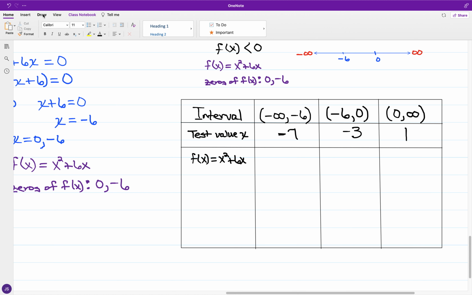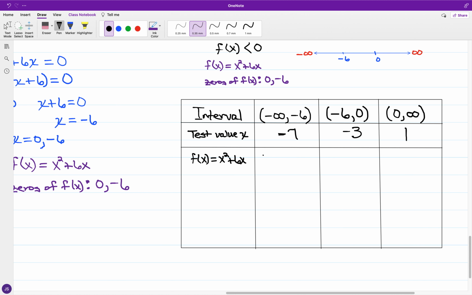First, with our first test value, we input negative 7, so we have f of negative 7. For f of x equal to x squared plus 6 times x, we have the square of negative 7 plus 6 times negative 7. Negative 7 times itself is positive 49. 6 times negative 7 is negative 42. And 49 minus 42 comes out to a positive 7.